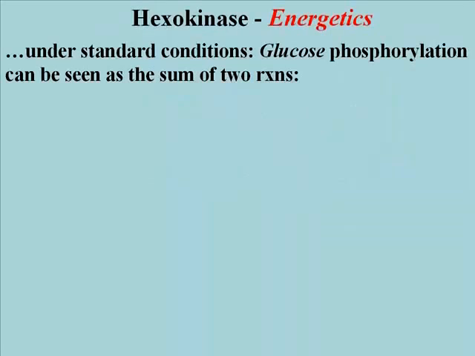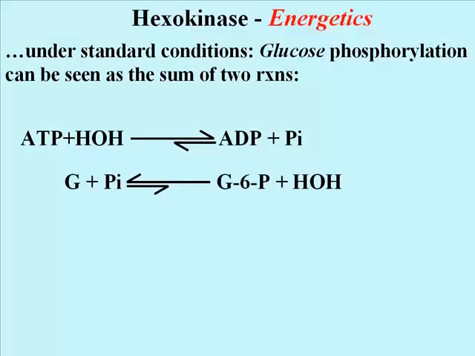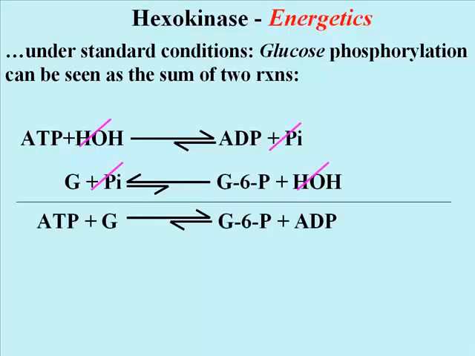Let's look at the energetics of the hexokinase catalyzed reaction. The easiest way to do this is to think of the reaction as the sum of two reactions. The first is the hydrolysis of ATP, shown here. The second is the phosphorylation of glucose, a condensation reaction. We can sum the two reactions by first canceling the terms found in common on both the left and right side of the chemical equations, and then adding the remaining reactants and products as seen in the summed equation here.